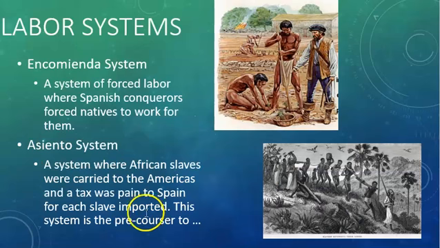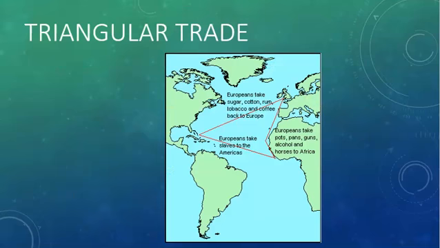That is, again, the asiento system right here, right? African slaves being brought in. They were brought in to supplement this system because there weren't enough natives to properly work everything. Now, this system is a precursor to what? Well, it's a precursor to triangular trade, which we're going to talk about in a second.